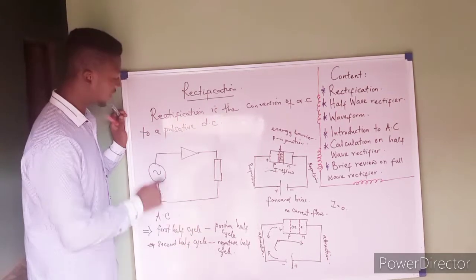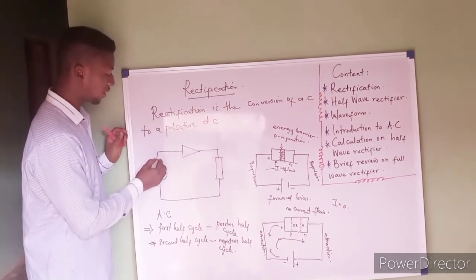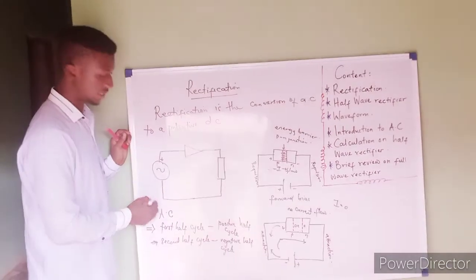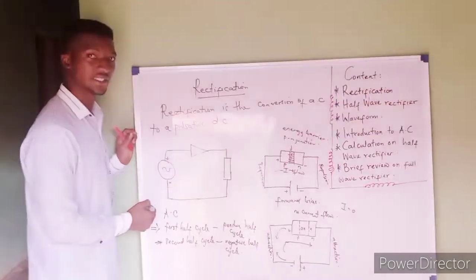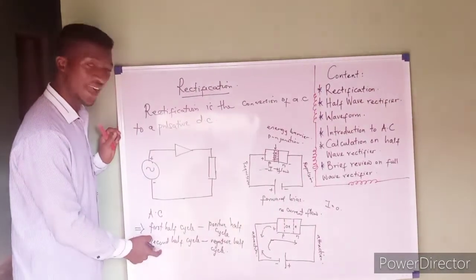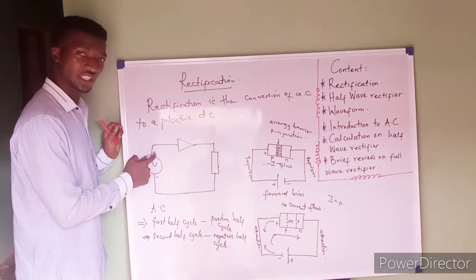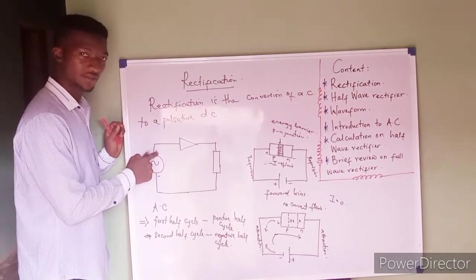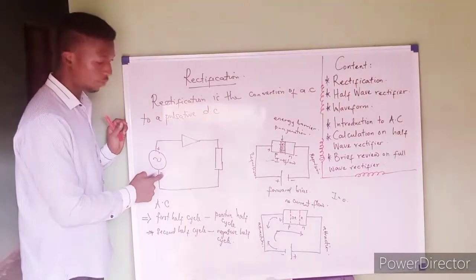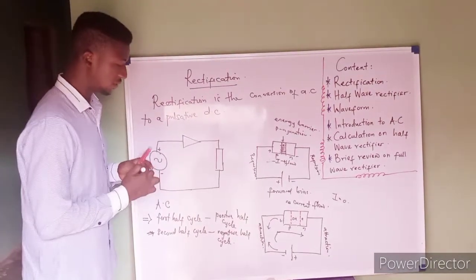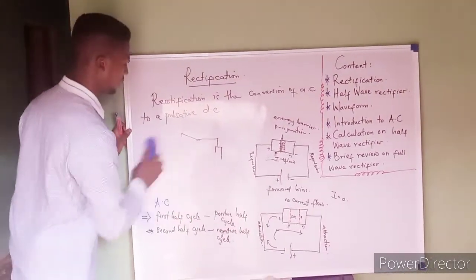In the positive half cycle, we use this terminal as a positive end, and this terminal will be the what? Negative end. In the second half cycle, we then interchange that: this one will be our negative terminal, while this will be our positive terminal. Let's see something now.